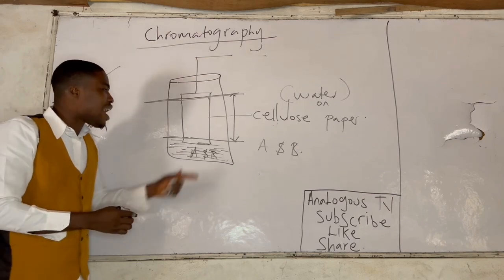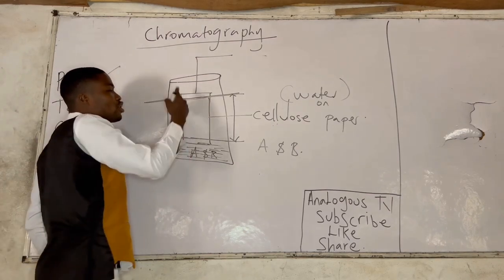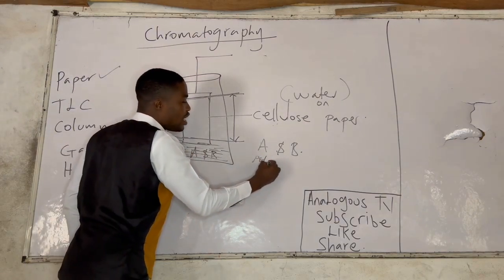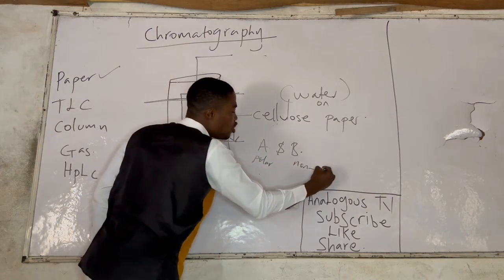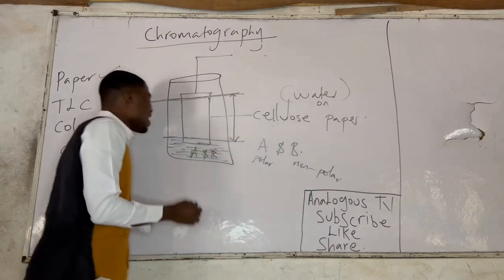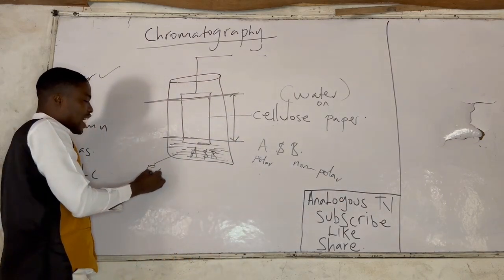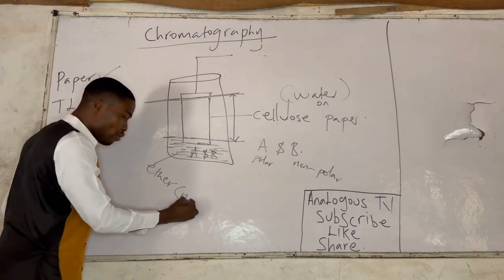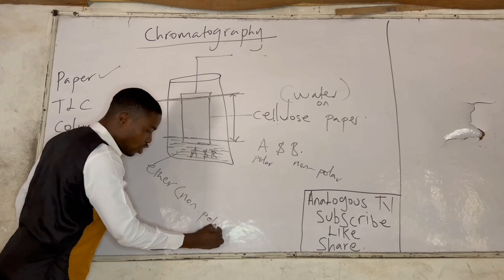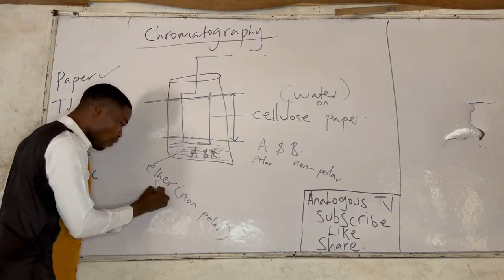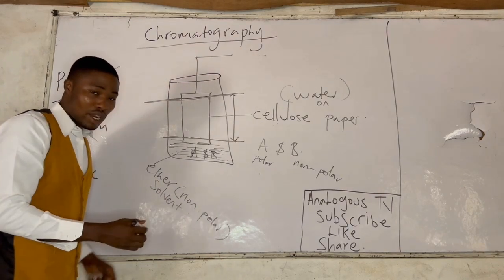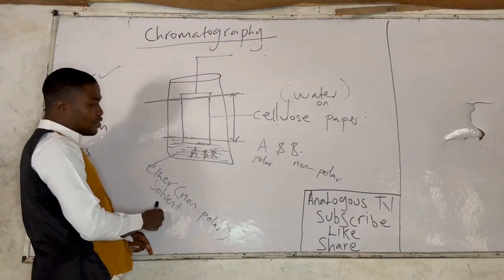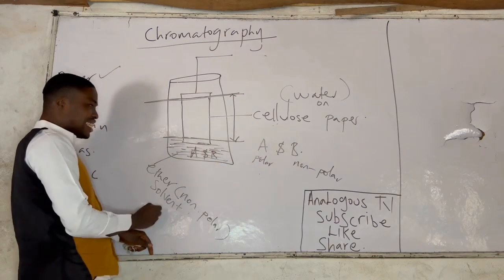Now, as the solvent is traveling, A and B are going to be separated. How? Let's assume A is polar and B is non-polar. Let's assume I'm using a solvent called petroleum ether, which is non-polar. Please take note, the solvent is non-polar. So if ether is non-polar, it means that B will be more soluble in ether than A.